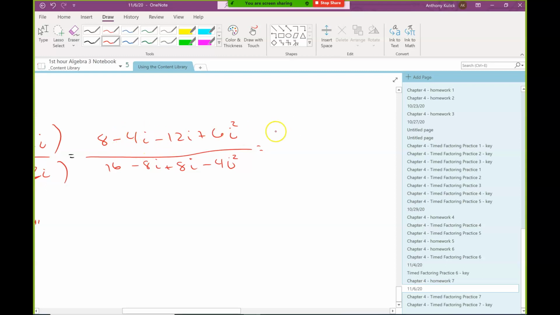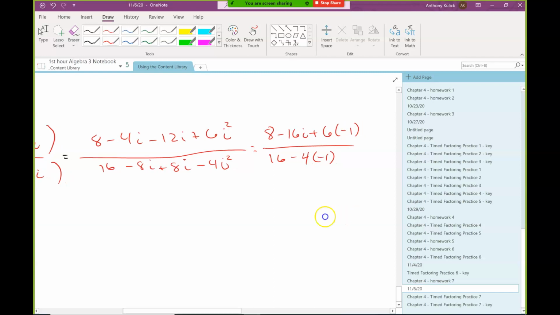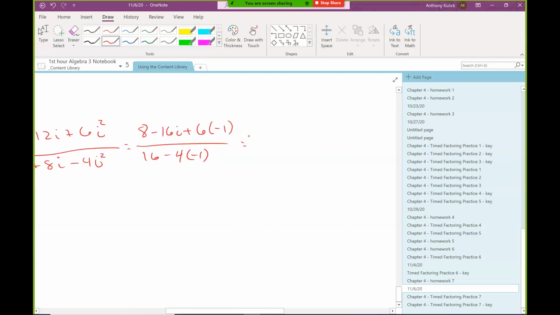So negative 4i and negative 12i make negative 16i. Negative 8i and positive 8i give us 0. Fantastic. Minus 4i squared, and instead of i squared, we'll put a negative 1. So 6 times negative 1 is negative 6, plus 8 is 2. 16 minus a negative 4 is 20.